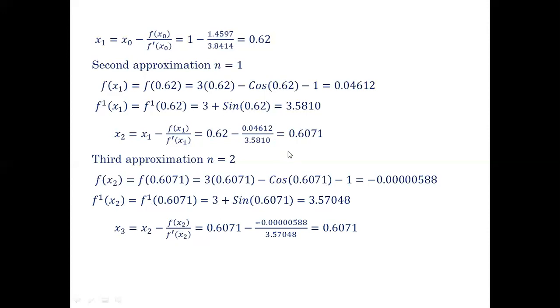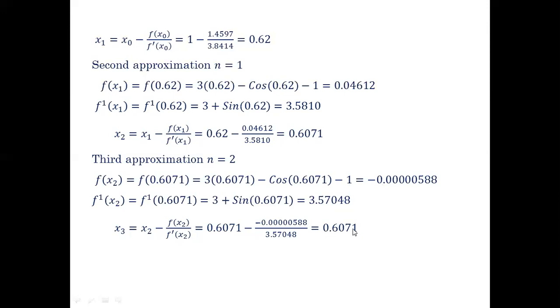The x2 value is just find it, 0.6071 minus f of x2 is minus 0.00000588 divided by f dash of x2 is 3.57048. So simplification gives 0.6071.